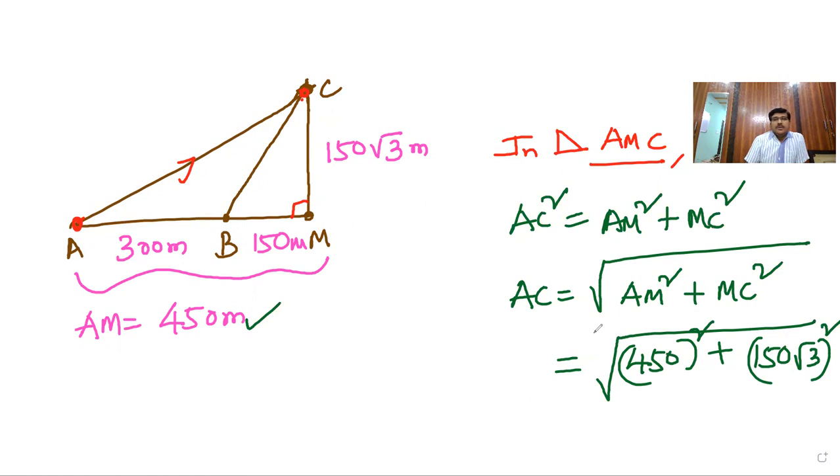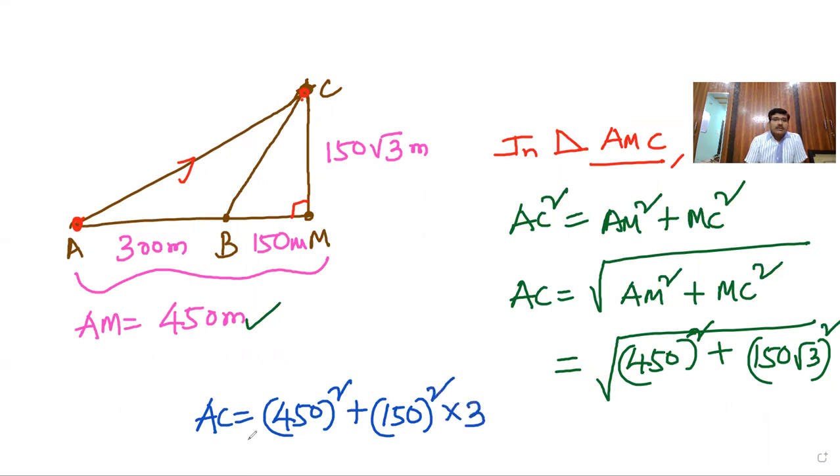That is AC. Further, you can simplify this. If I simplify further, AC is the square root of 450 square plus 150 into 150, root 3 square is 3, so 150 square into 3. That is the required one, which is asked as the displacement.